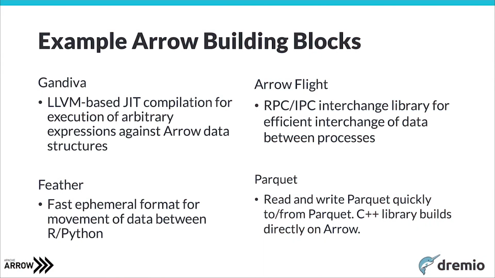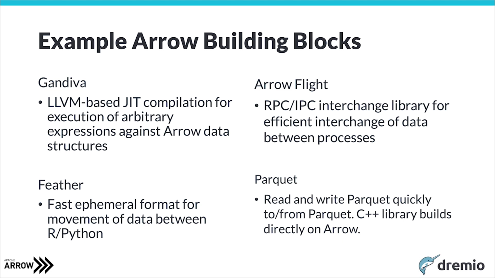On top of that, there are lots of different what I describe as building blocks. First you've got the memory format, then you've got bindings for different languages, and then you've got these building blocks. These are 4 examples. There are multiple other examples of building blocks that are inside or near the Arrow project. One is Gandiva, and I'll talk more about this, but it's an LLVM-based just-in-time compiler for expression evaluation. Another one is Feather, which is an on-disk format for ephemeral data movement between 2 different applications. Arrow Flight, I'll talk about that as well, is an RPC protocol for moving Arrow data between different systems.